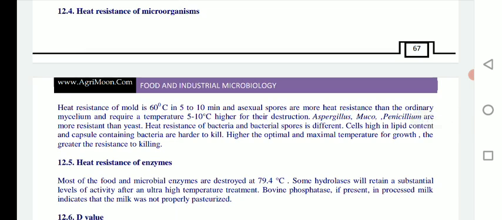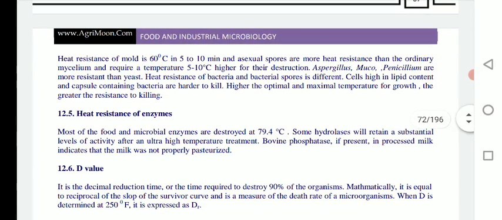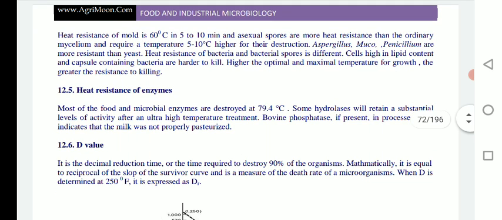Aspergillus and Mucor, Penicillium are more resistant than yeast, and heat resistance of bacteria and bacterial spores is different. Cells high in lipid content and bacteria containing a capsule are harder to kill. As I told you before, the heat killing property for microbes depends pretty much upon membranes. So the higher the lipid content in the membrane and the more capsule present, the higher their resistance to heat will be.